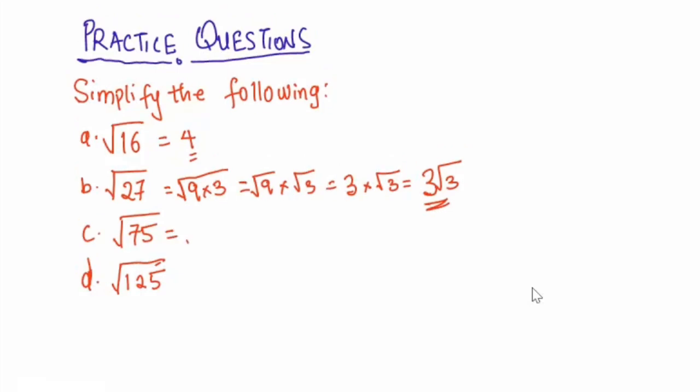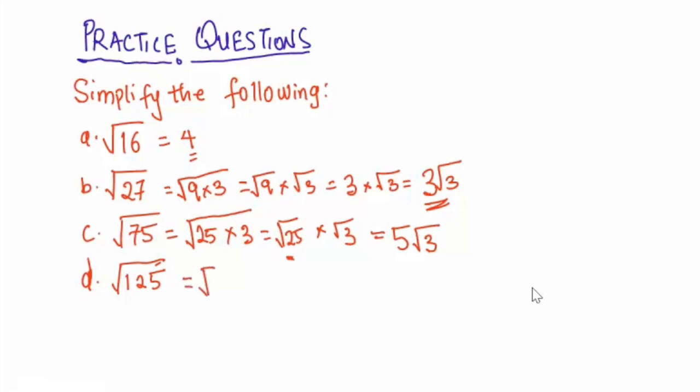For the third question, we have the square root of 75. If you take your calculator and press square root of 75, you won't get a whole number, but we can make it simpler. Two factors that we can multiply to give us 75 are 25 times 3. Again, you give them their individual roots, so this becomes root 25 times root 3. The square root of 25 is 5, so the final answer becomes 5 root 3. Now the same thing applies to the fourth question, which is the square root of 125.